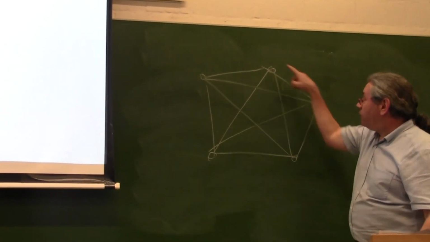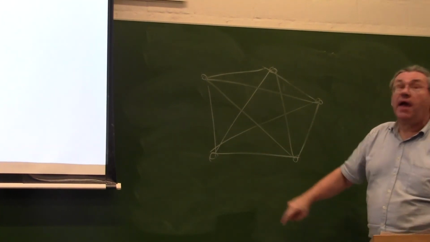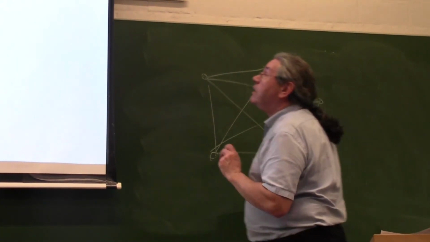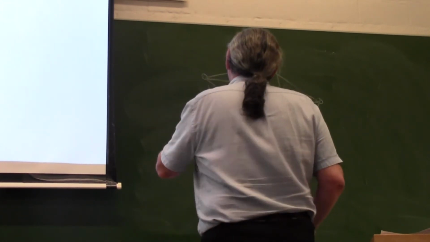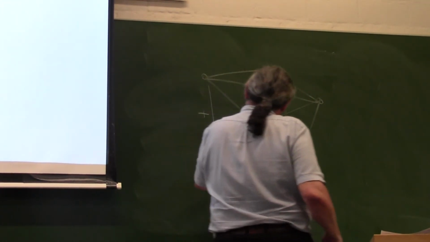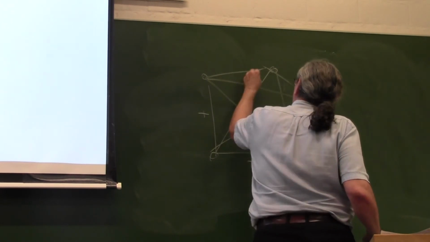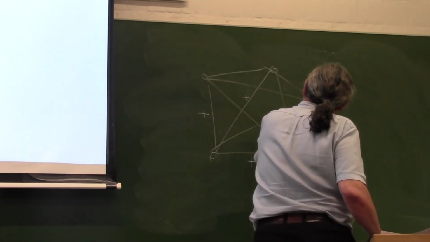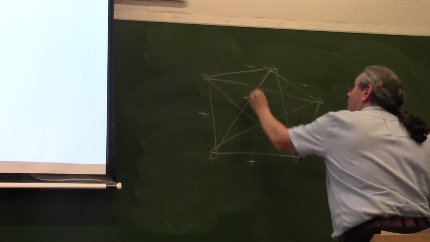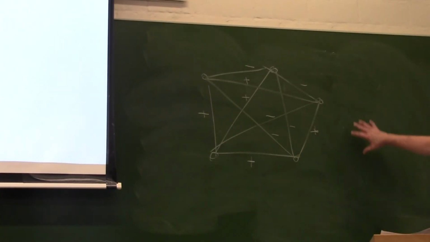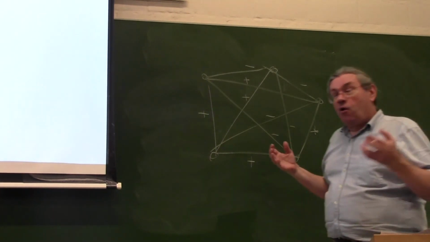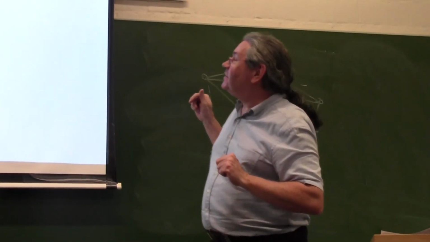You have 5 nodes and edges joining every pair. And on those edges, you can have a plus or a minus. Okay? Plus, plus, minus, minus, whatever. I'm just doing random here. They could be enemies or friends, these nodes. Now the question is, what can we say about this?